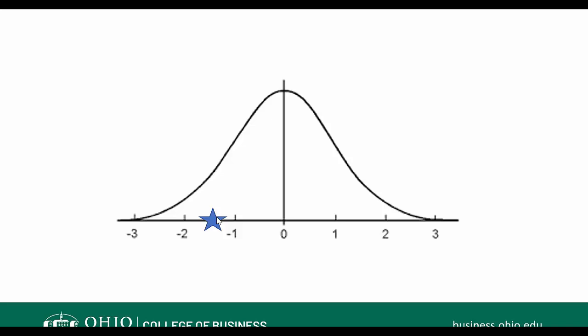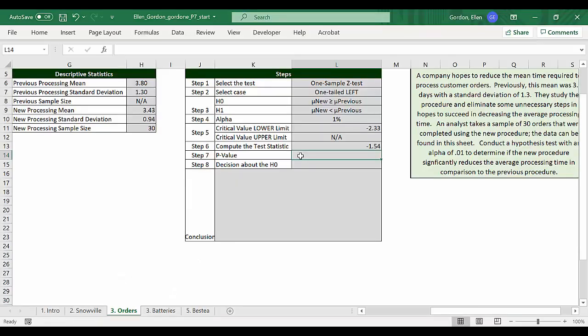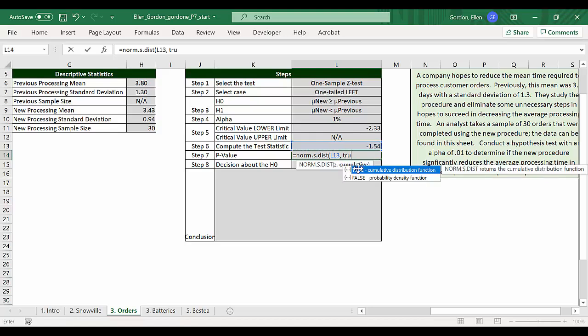Here's a visual depiction of where our test statistic falls on the standard normal distribution. The next step is to compute the p-value. The p-value is the percentage associated with our test statistic, or our z-statistic. There are different functions for different types of tests. We're conducting a one-tailed left, so this is the function that we will use. The function is NORM.S.DIST, and then it asks for z, which is our test statistic, our z-score for the sample mean, and then for cumulative, we will type in TRUE.